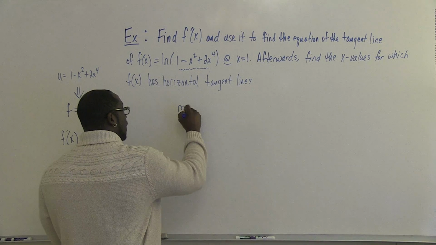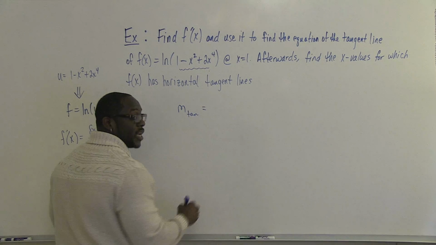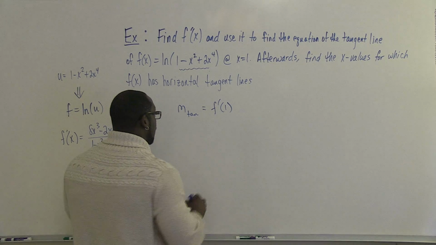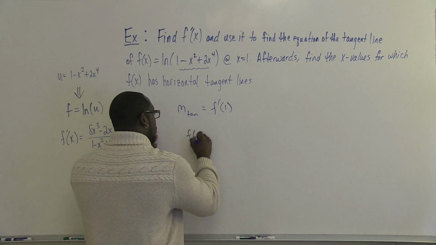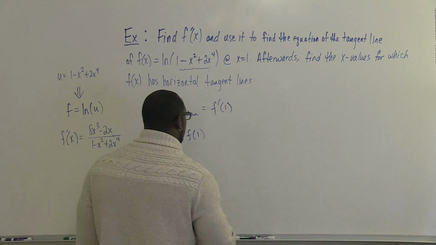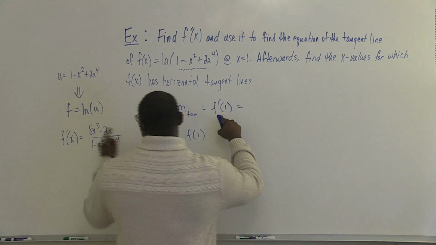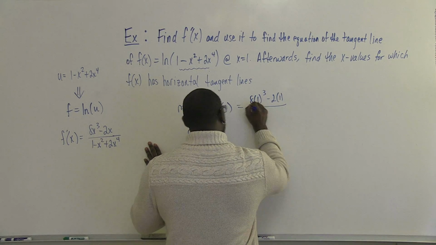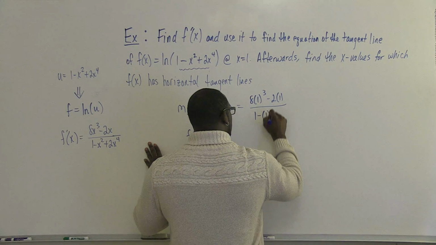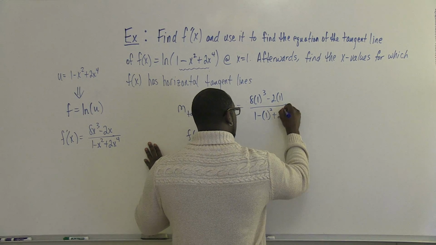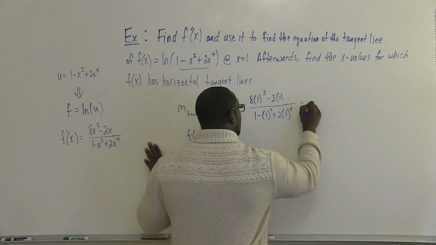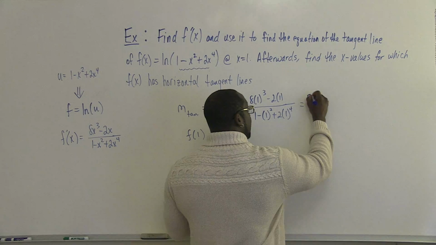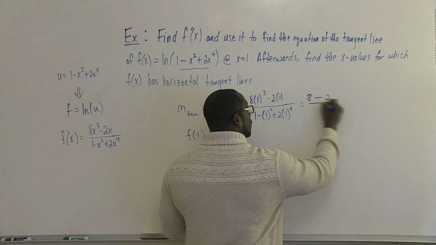And so now we need to find the slope of the tangent line, which is just going to be f prime evaluated at 1. And we need to find out what f of 1 is so that we can have our point. So if we take this and evaluate it all at 1, we'll see here that our first term in our numerator is just going to be 8 minus 2.